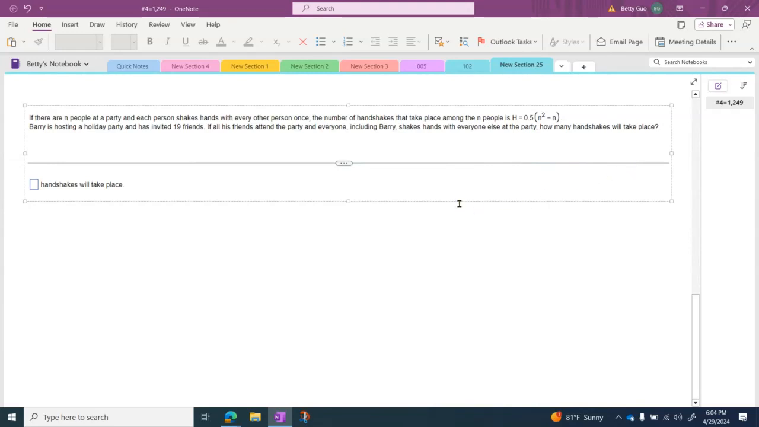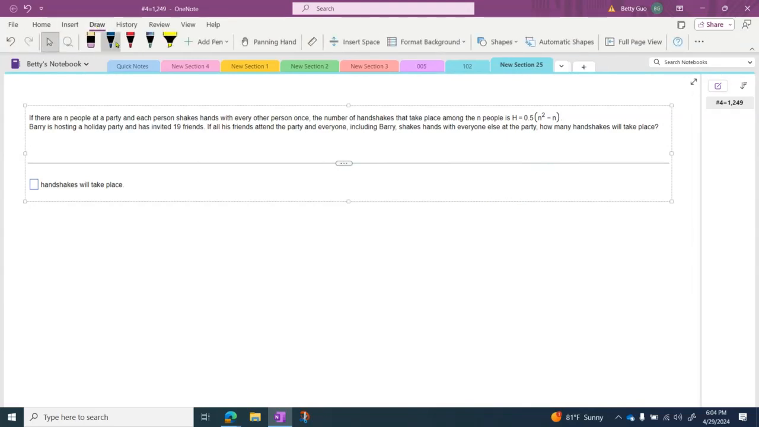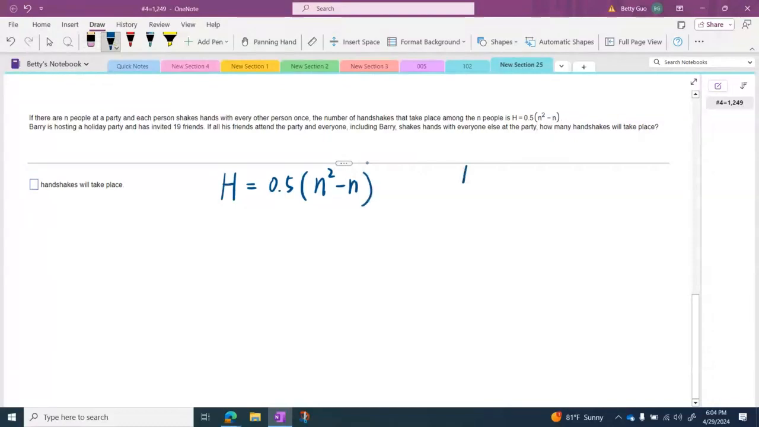All right, so this is about handshakes. So this is about a function. Good news is we don't have to model ourselves because the modeling is already given. The function is already given. It is h equals 0.5 times parentheses n squared minus n. This function has two variables, variable h and variable n. Let's figure out what each variable represents.